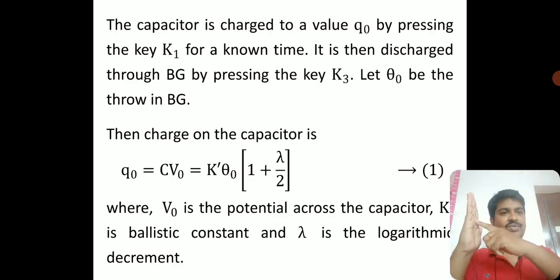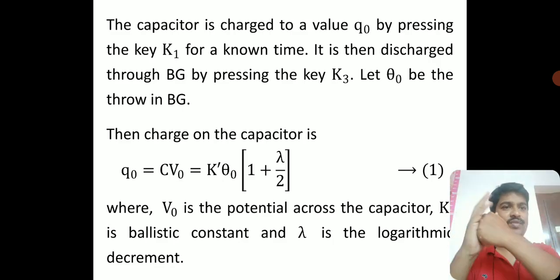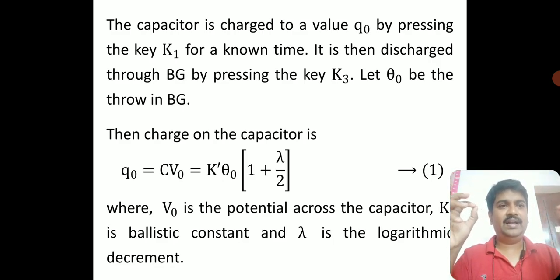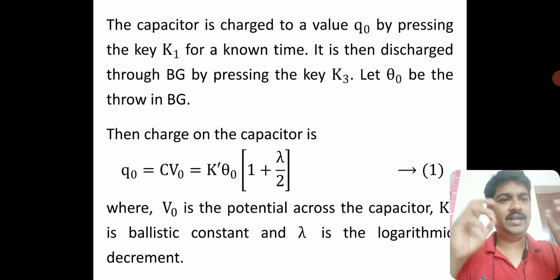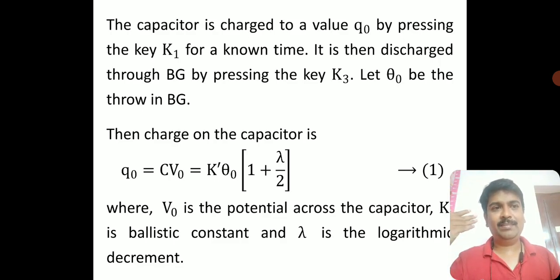If I take the ratios theta 1 by theta 2, theta 2 by theta 3, theta 4 by theta 5, that is equal to the decrement D. I am calling the ratio of successive deflections produced in the BG the decrement D. If I take the logarithm of D, log D will be called the logarithmic decrement. Log D is lambda.